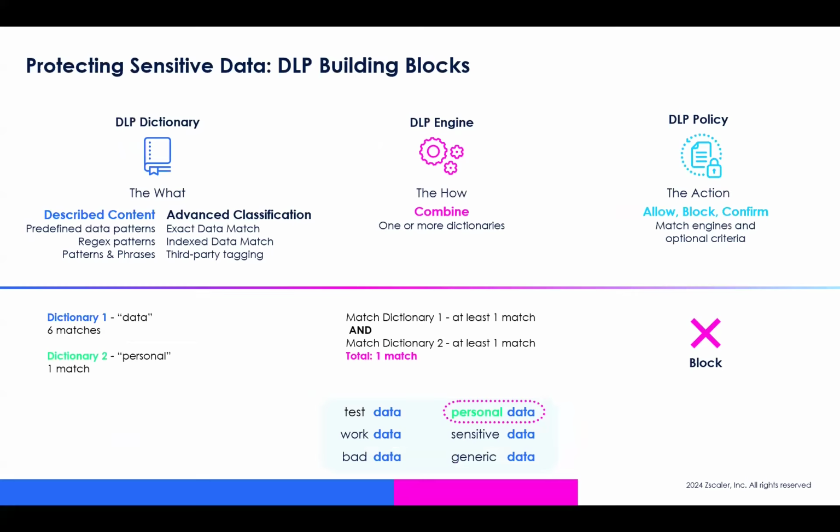Let's take a look at a quick example here. We have 2 dictionaries, one that looks for the word data and one that looks for the word personal, an engine that says you must have at least one match from dictionary 1 and at least one match from dictionary 2, and a data set that contains test data, work data, bad data, personal data, sensitive data, generic data. In this case, since we're looking for the combination of data from dictionary 1 and personal from dictionary 2, the only match is personal data, which combines both 1 and 2. With the DLP policy configured to block anything that matches this engine, we've now got a file that's been blocked because it contains that combination of data.